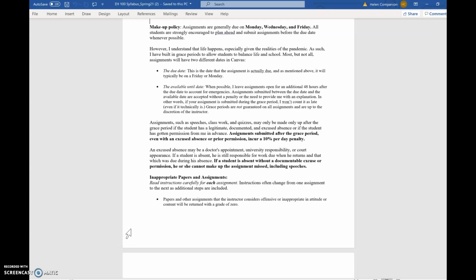They're not guaranteed. Grace periods are not guaranteed on all assignments and are up to my discretion. There will be cases where I can't offer them, but I do offer it on the vast majority of assignments to make sure that you're able to balance things.